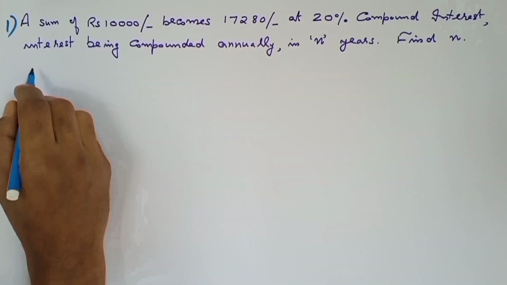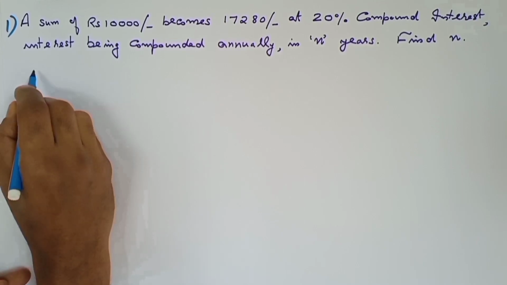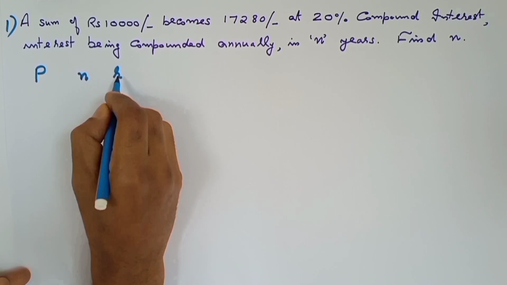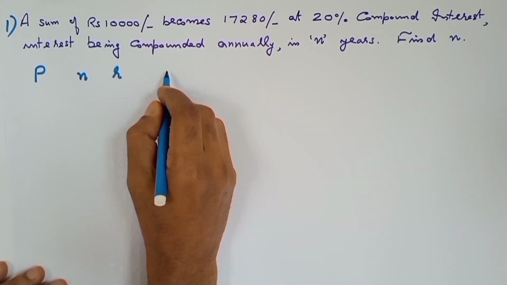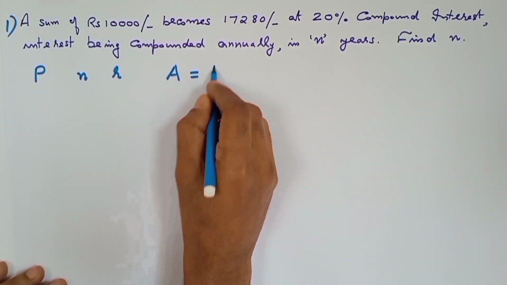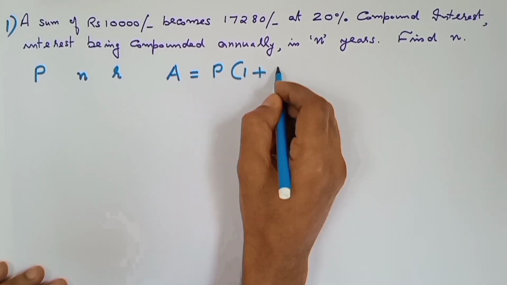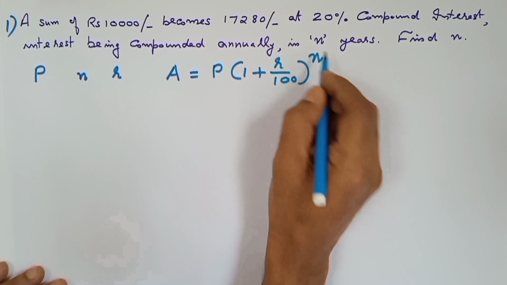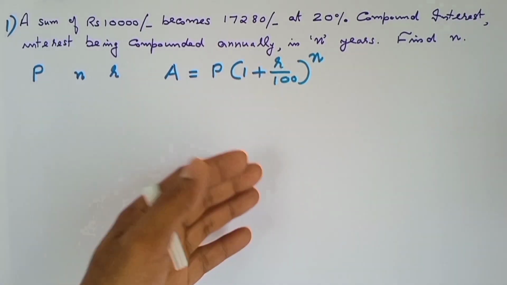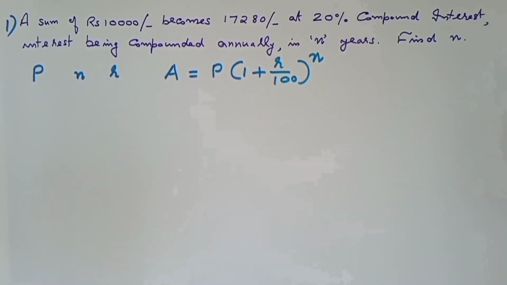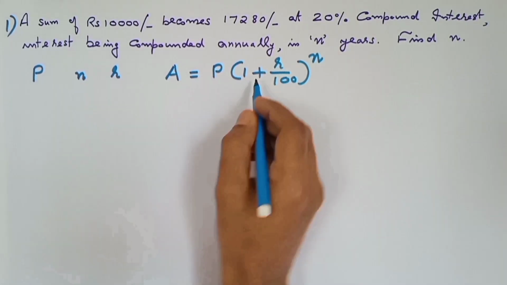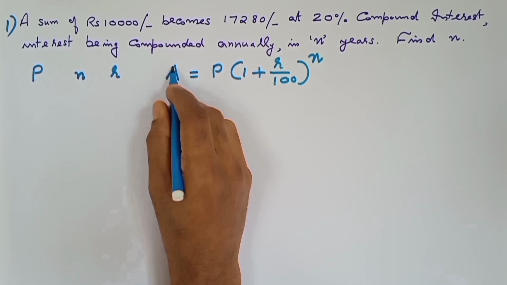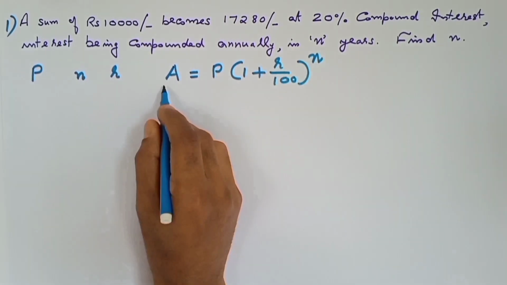Find n. To find out the amount a certain sum, say P, becomes after n number of years at R rate of interest is given by the formula A equal to P into 1 plus R by 100, the whole raised to n. We've already discussed this in the previous video, whose link is given in the description below. Here P is the principal, R is the rate of interest, n the number of years, and the total amount you get after so many years will be A.